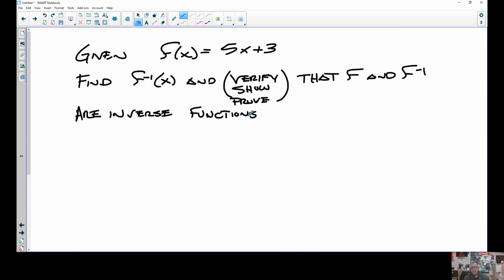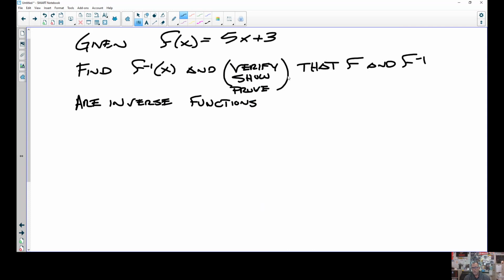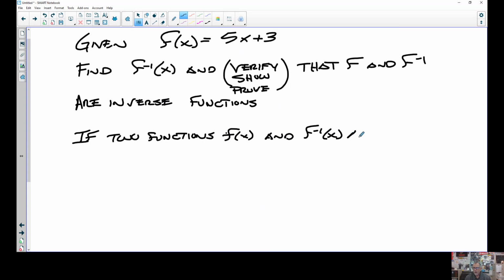All right. This goes back to that definition. When we verify things, we often go back to definitions, and this is one of those. The definition of an inverse states that if two functions, call them f of x and f inverse of x, are inverses, then two things have to be true.